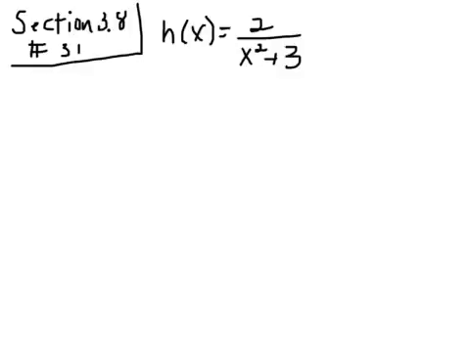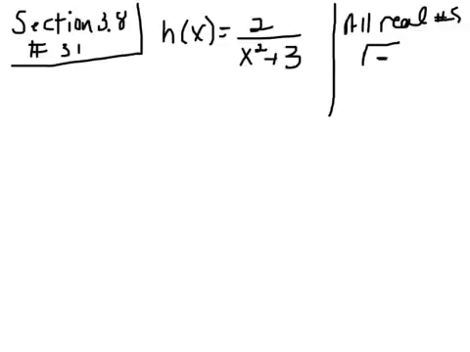All right, in section 3.8, number 31, we have this equation, and they want us to give the domain of each function. And again, usually the domain is all real numbers, except if we have a square root with a negative underneath it. So we have to make sure that what's underneath there is greater than or equal to 0. Or if we have a fraction with a variable on the bottom, the denominator can't be equal to 0, okay?